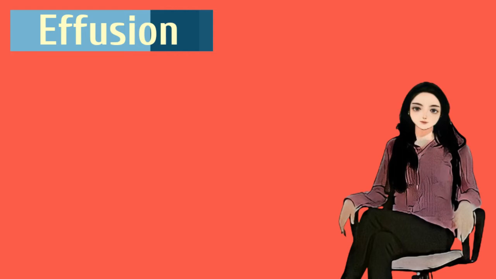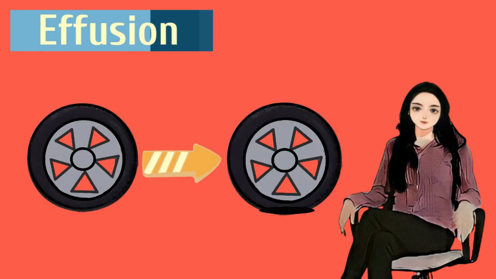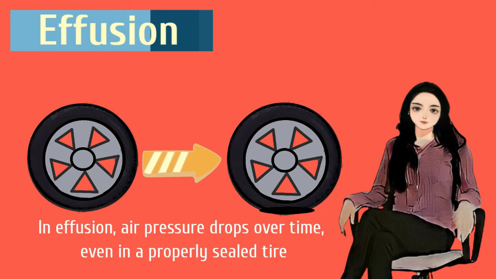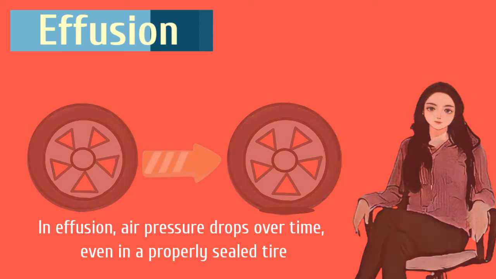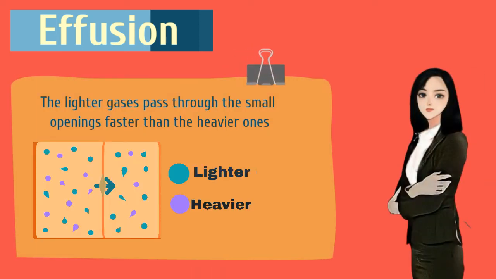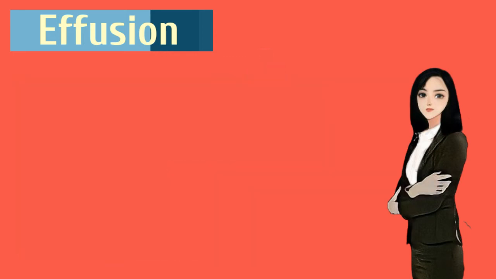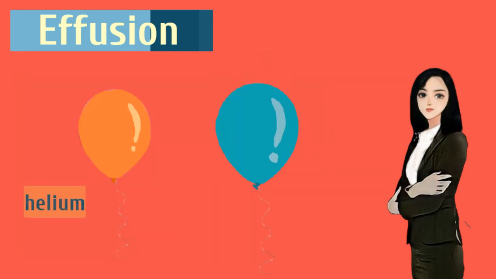Another example is when a vehicle's tire loses air, which sometimes turns it into a flat tire. This means that in effusion, air pressure drops over time, even in a properly sealed tire. Remember that the lighter gases pass through the small openings faster than the heavier ones. For instance, a balloon filled with helium deflates faster than a balloon filled with carbon dioxide.